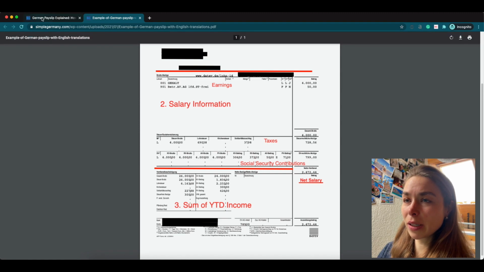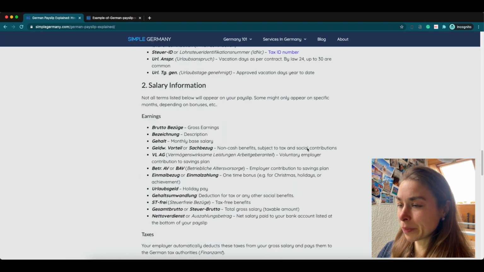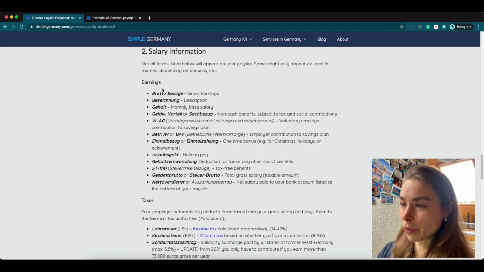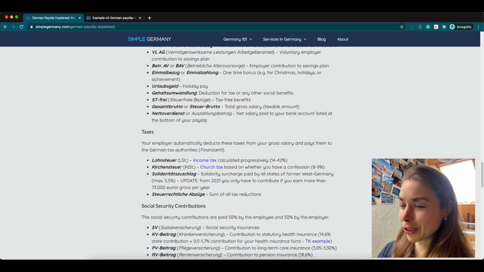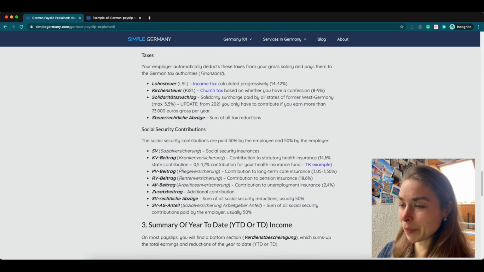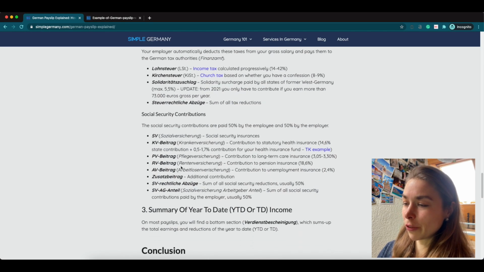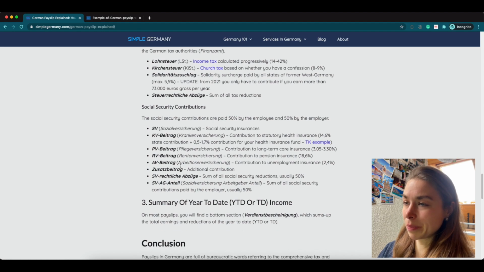Let's have another look at the guide that we wrote. Here you also have the explanations for the earnings and the taxes, and also about the church tax, all the translations and explanations for you to understand your payslip. Okay, so this is basically the German payslip in the simplest version.